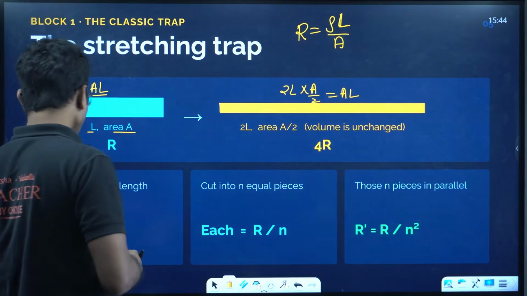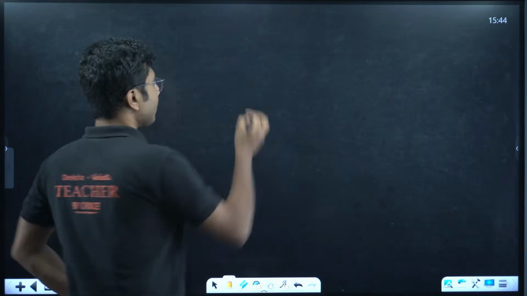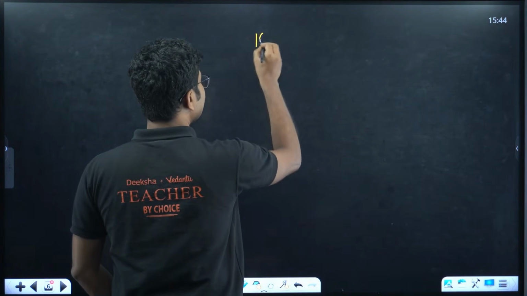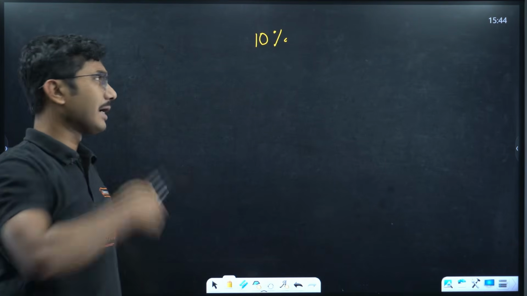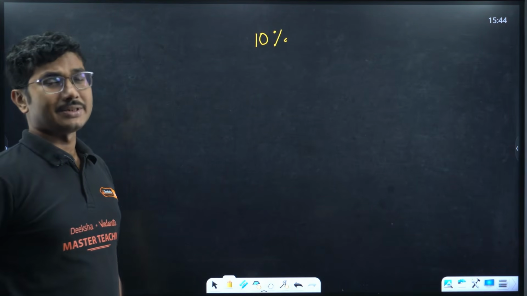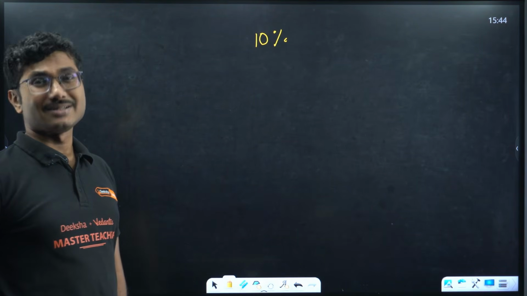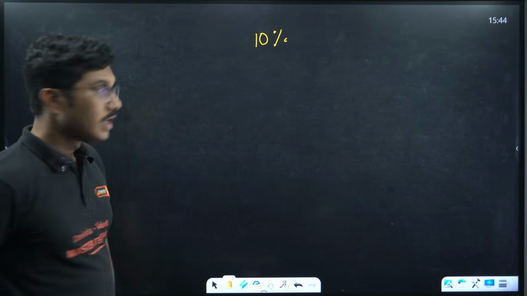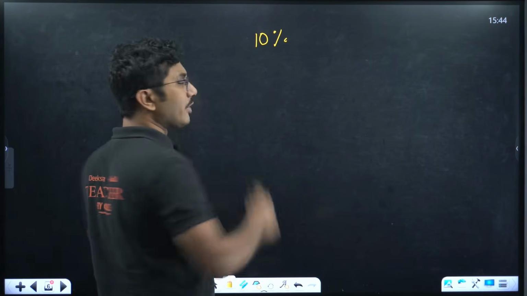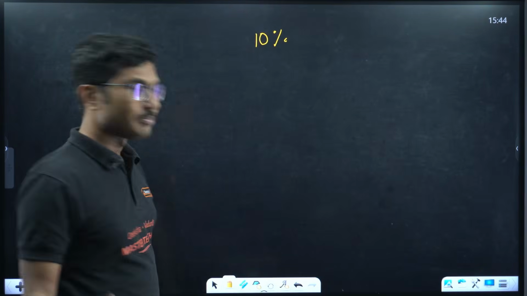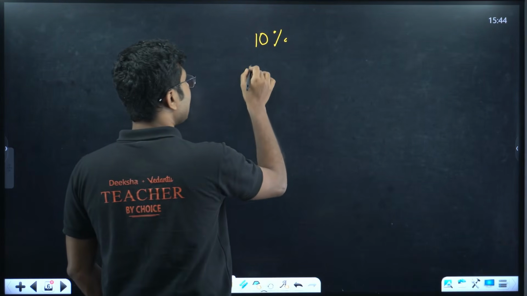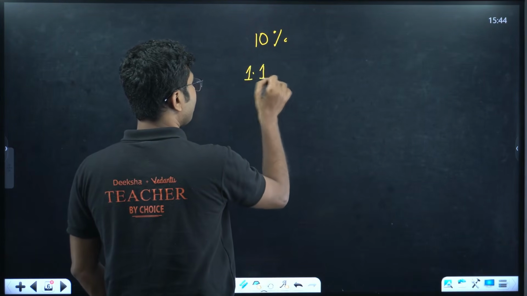Now suppose there is a question which says that the length is increased by 10%. That was a question that came a few years back. So if the length is changed by 10%, how do we solve it? We need to remember, if you increase a quantity by a certain percentage, it can be written that the new length is 1.1.